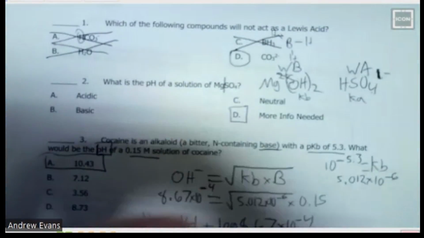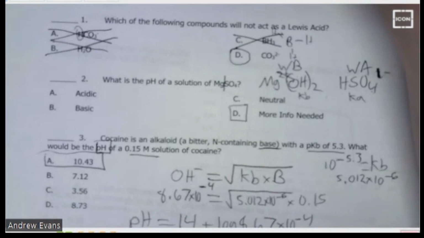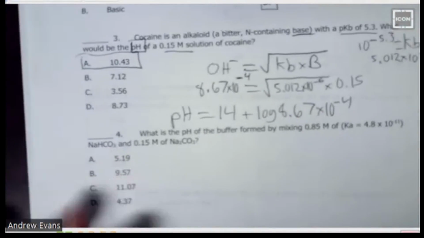Okay, so moving on. So apparently the typos are strong in this one.